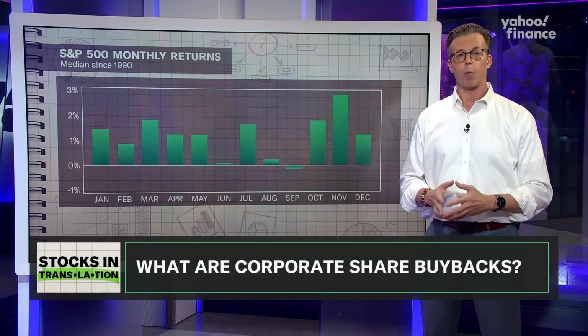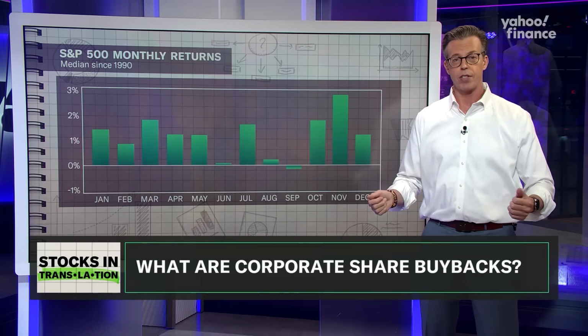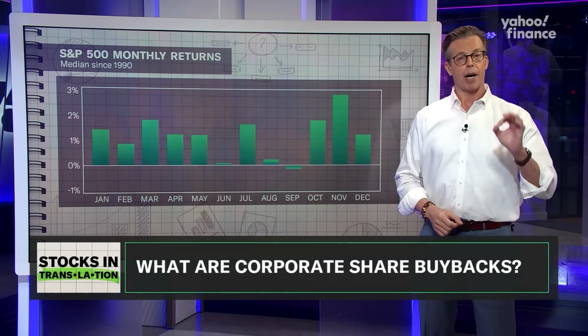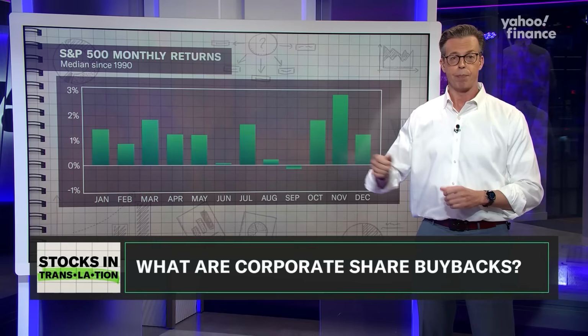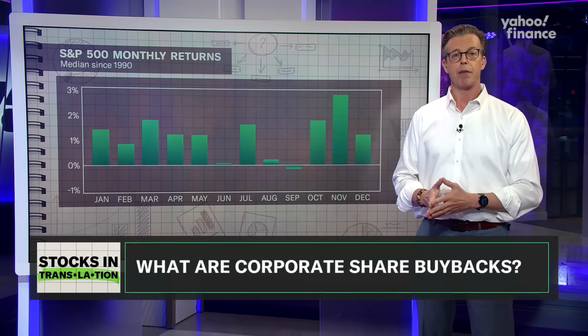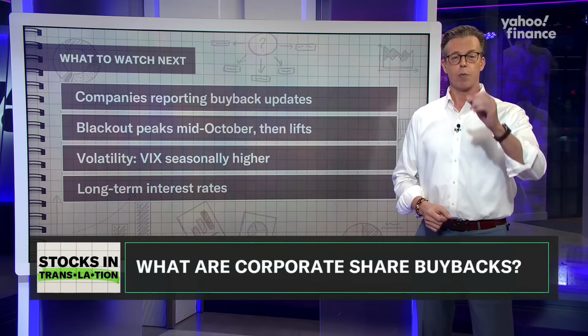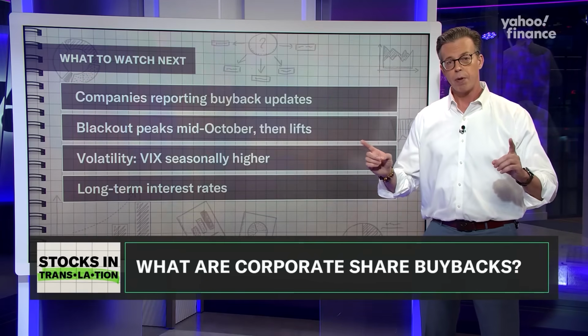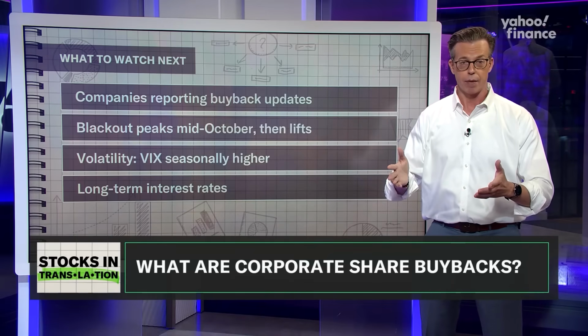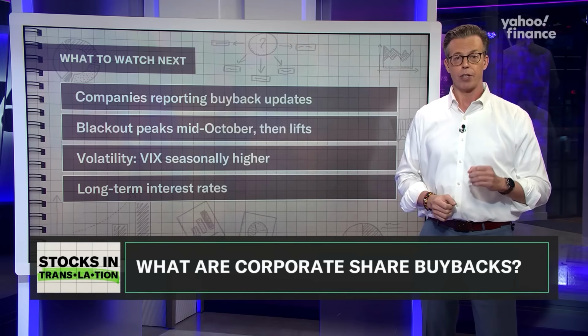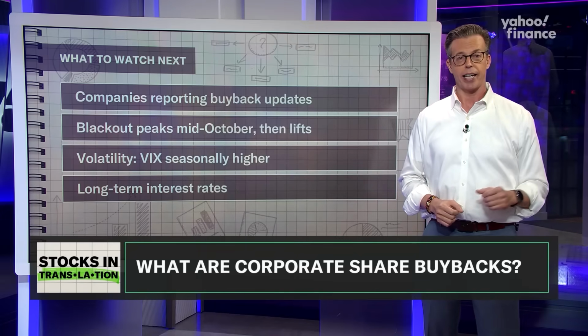So just to recap, we are at record highs right now, the Fed is easing, we've got earnings ahead, but the buyback safety net is partially pulled back until results start rolling in. It just means a bit less cushion and bigger day-to-day swings. Here's what to watch out for next. Remember that the buyback blackouts peak in mid-October, then they lift. Watch out for the buyback bid to return as earnings season shifts into high gear.